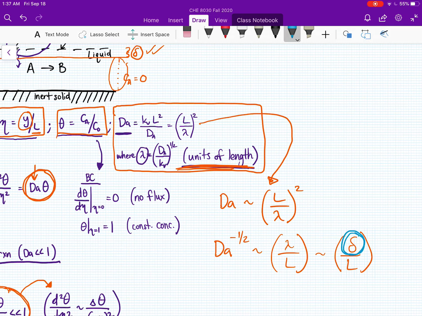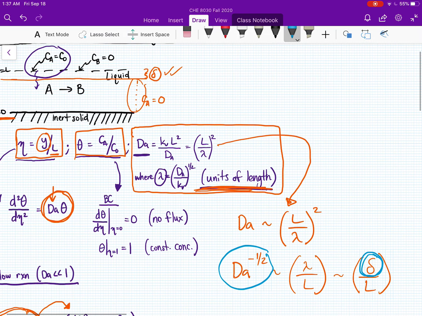I have now established a relationship between that delta term and my Damköhler term. And I have done nothing in terms of solving my differential equation. So an order of magnitude analysis is a really nice and quick way to get an understanding of how a particular parameter in your problem might look. And here that particular parameter that we were concerned with was delta.